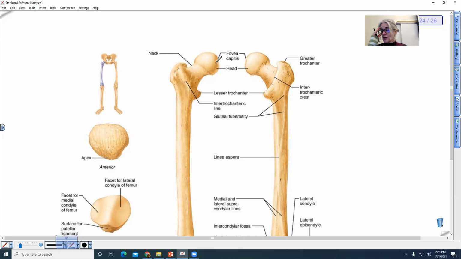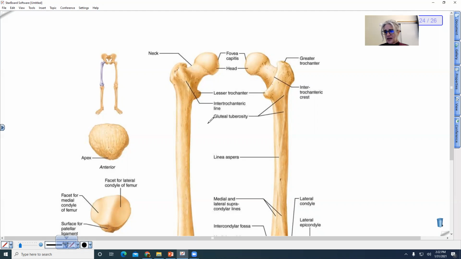When we look at the femur, we'll notice that instead of tubercles like we have on the humerus, we have trochanters. We have the greater trochanter right there, and then we have the lesser trochanter, which is medial. I don't know if you can feel your trochanters, but that is where muscles attach, like your thigh and butt muscles. Many of those muscles will attach to your trochanters.